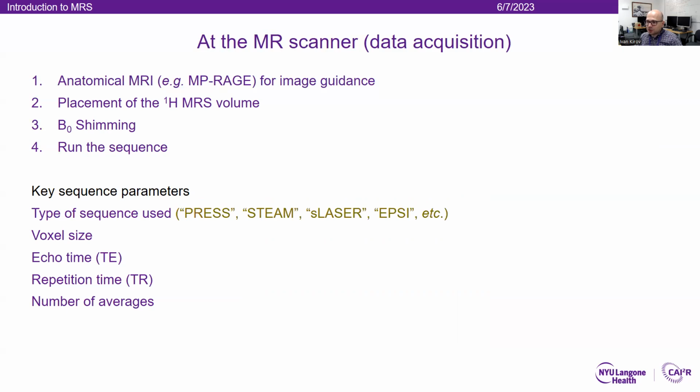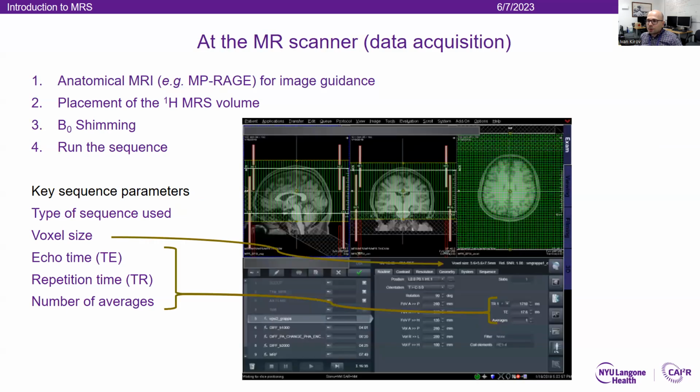There are advantages and disadvantages of each of these sequences, which I'm not going to go into. But once you choose one of those, there are more parameters to choose. I'm concentrating here on 4 main ones: voxel size, echo time, repetition time, and number of averages. And here, this snapshot again shows where these parameters are displayed for this particular sequence; you can manipulate them here before you run the sequence.